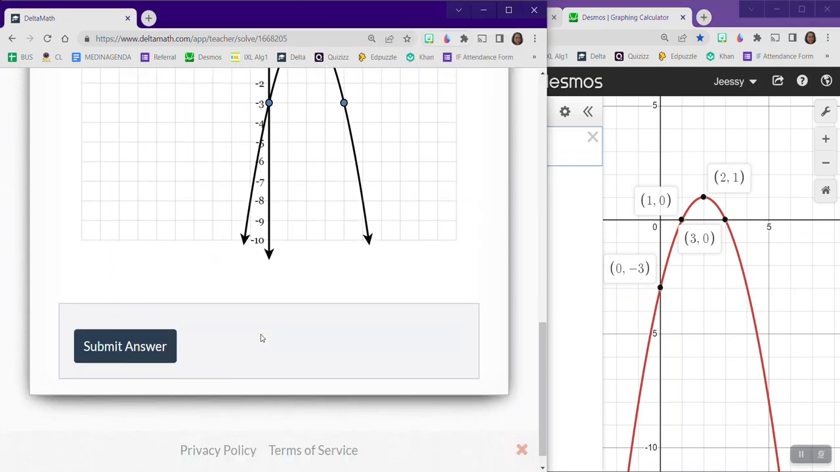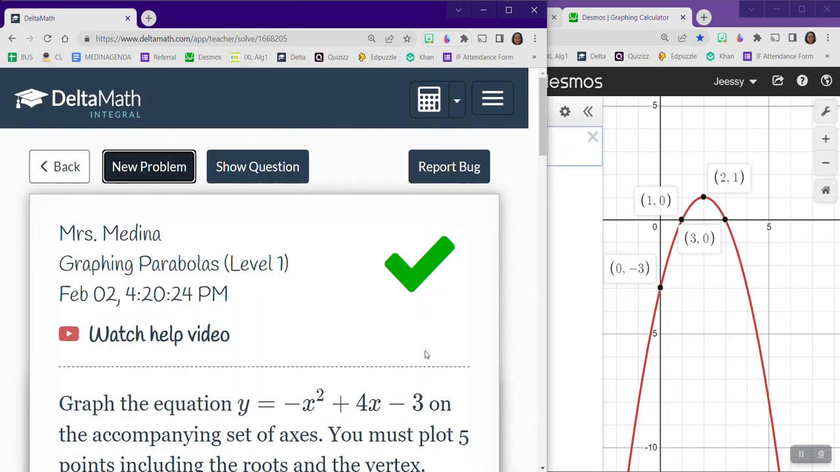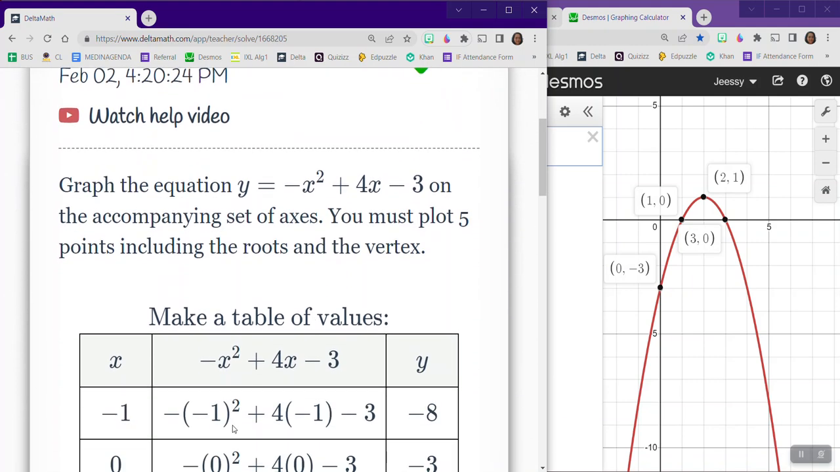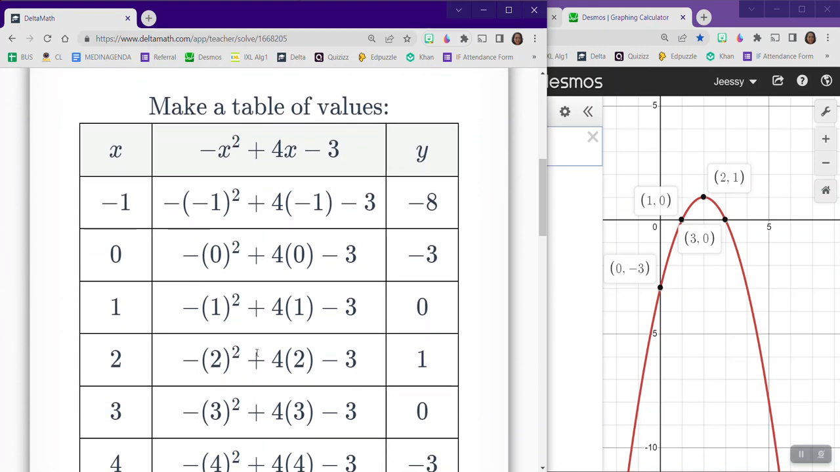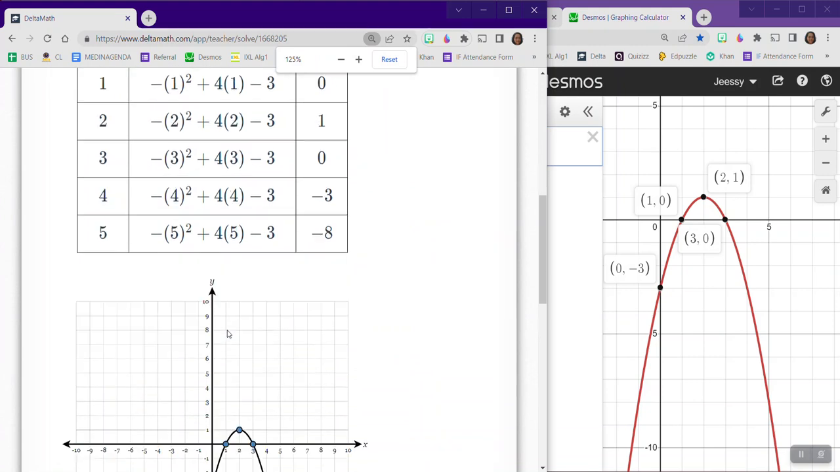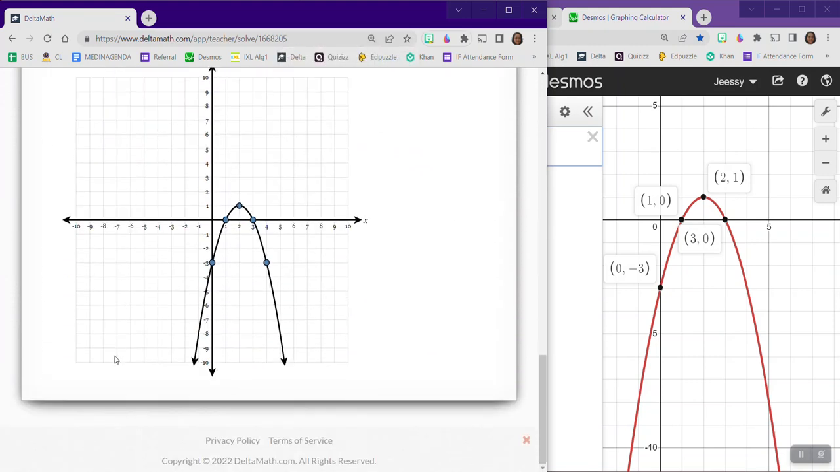So now that you have the points, good, submit your answer. And that is correct. See, they had us make a table, which we could have, but we have decimals to kind of help us out.